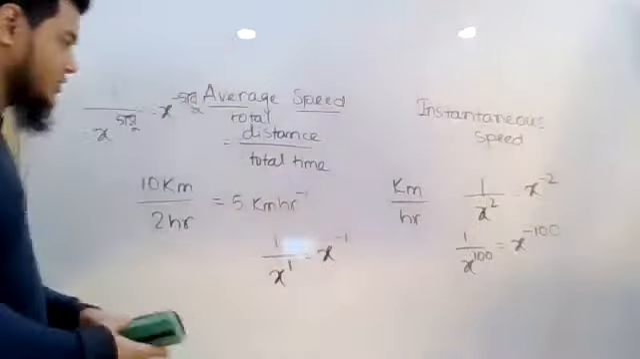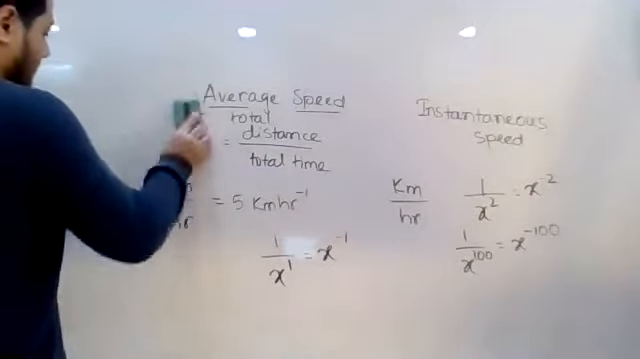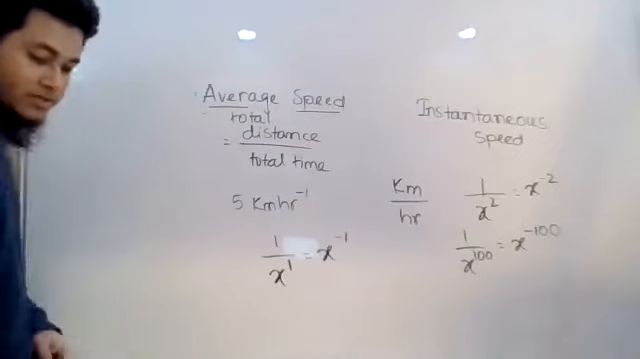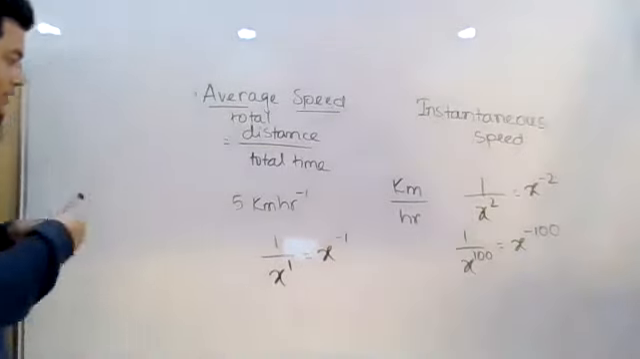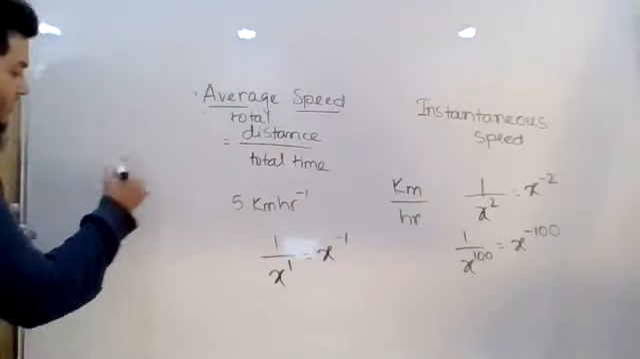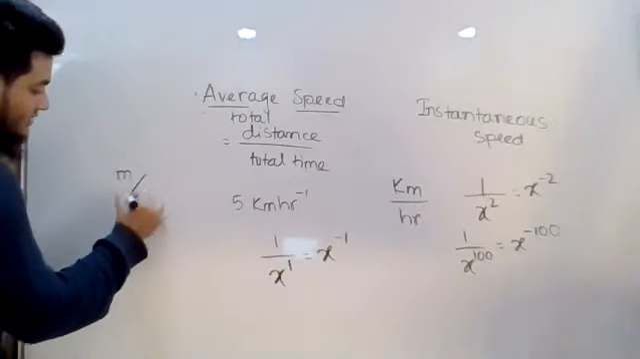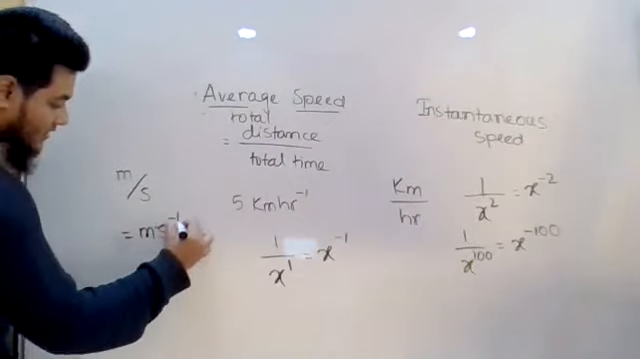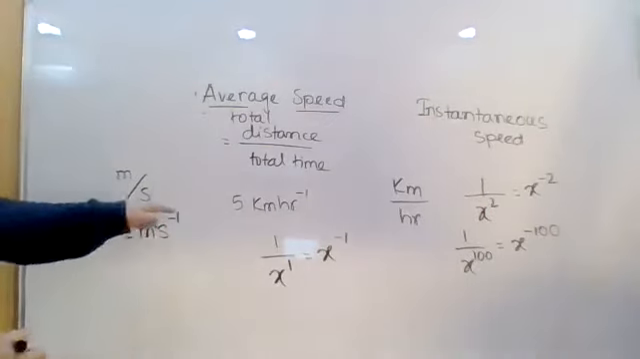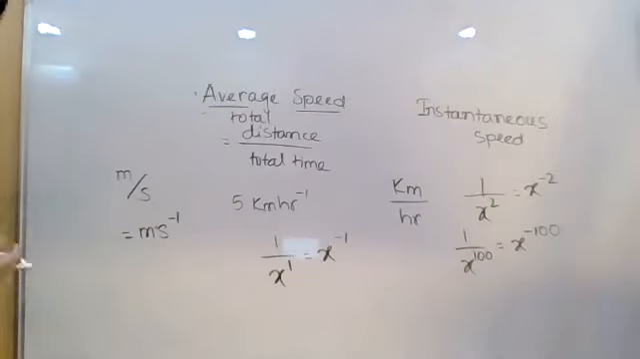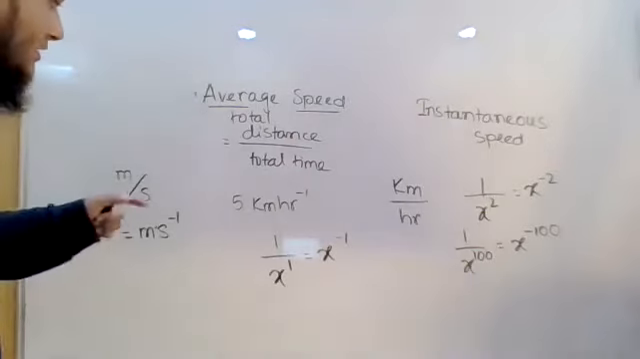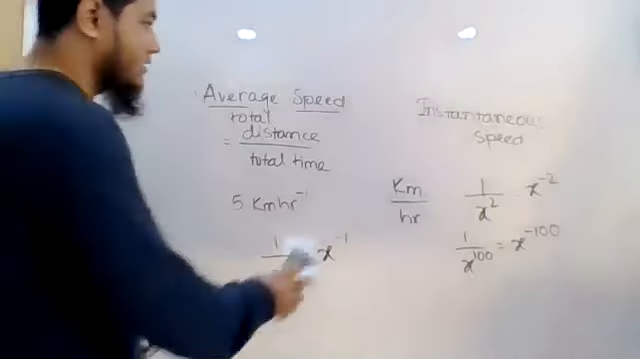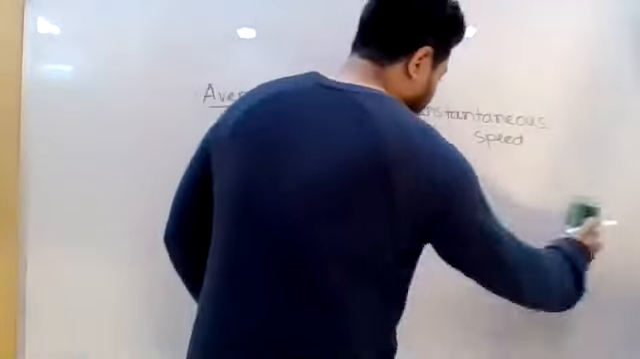So this is 5 kilometer per hour, and we can write it in this way. We will come across the unit of speed as meter per second. This one we can write, if you want, as meter second inverse. The power of it will be -1. So ms inverse 1 is the unit of average speed.